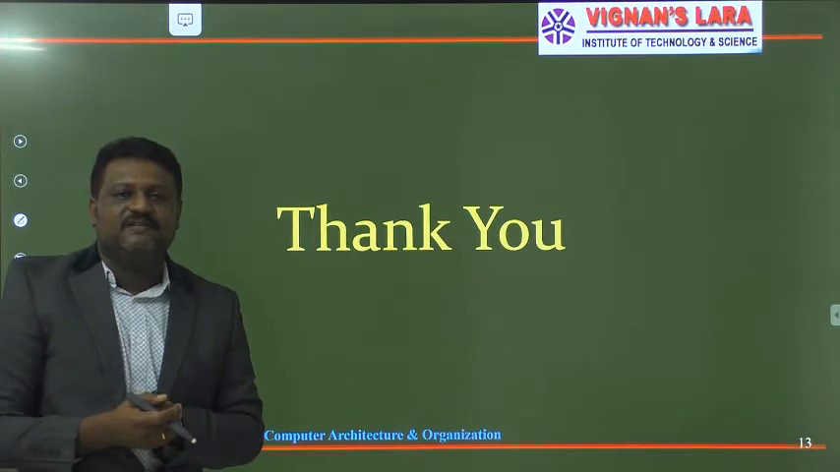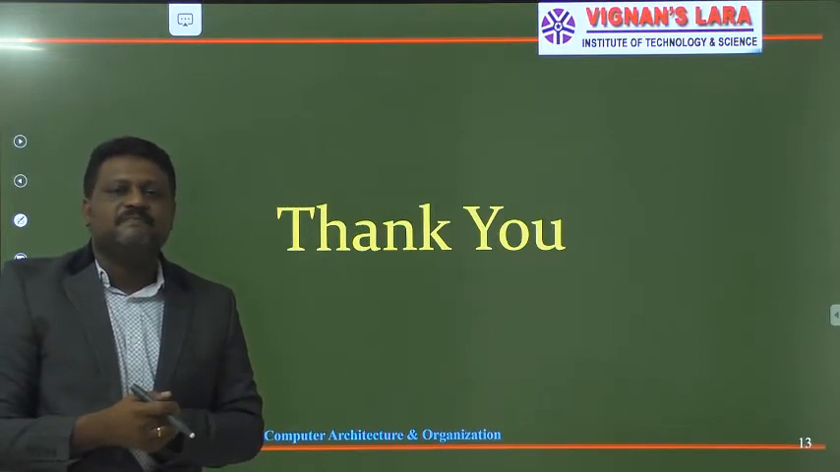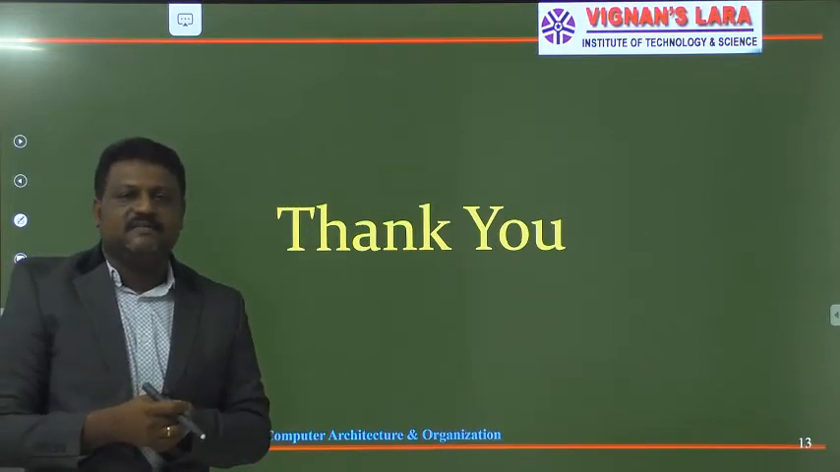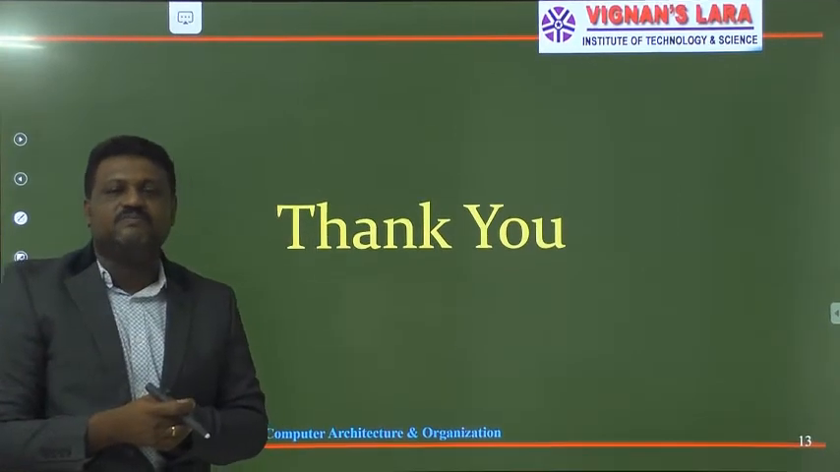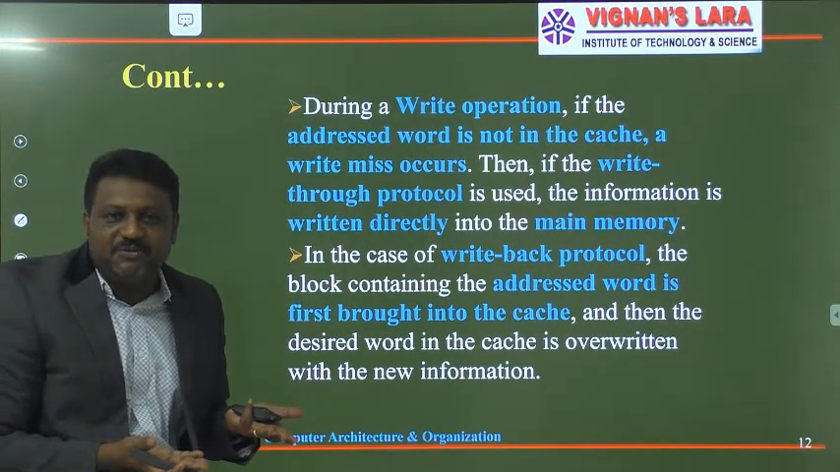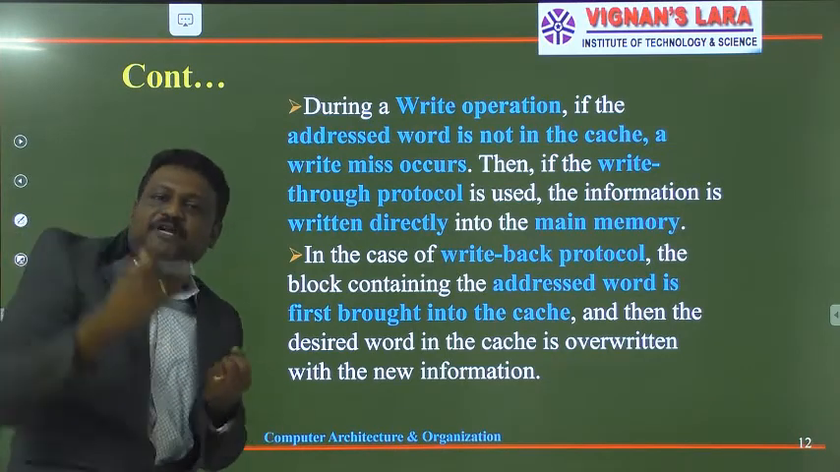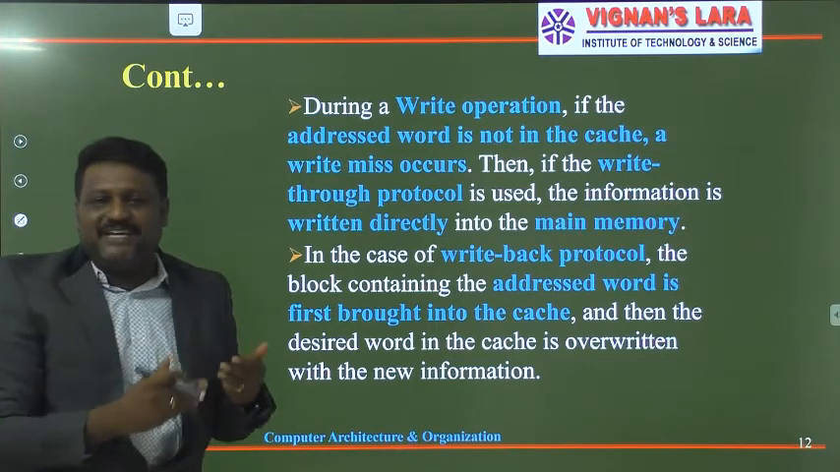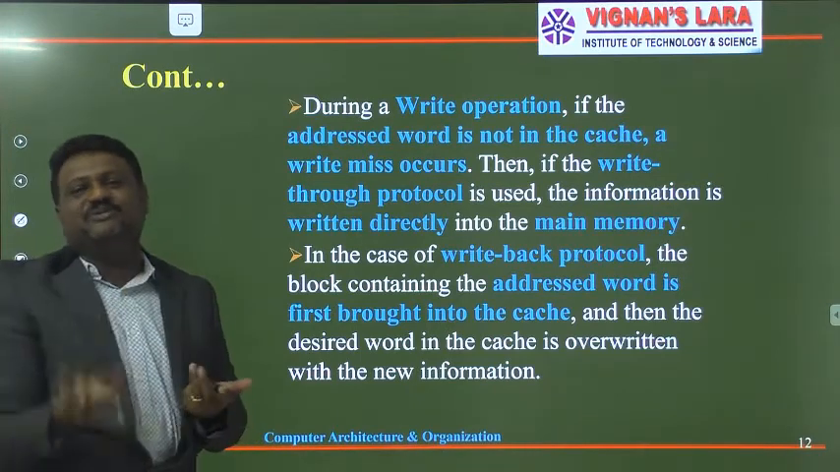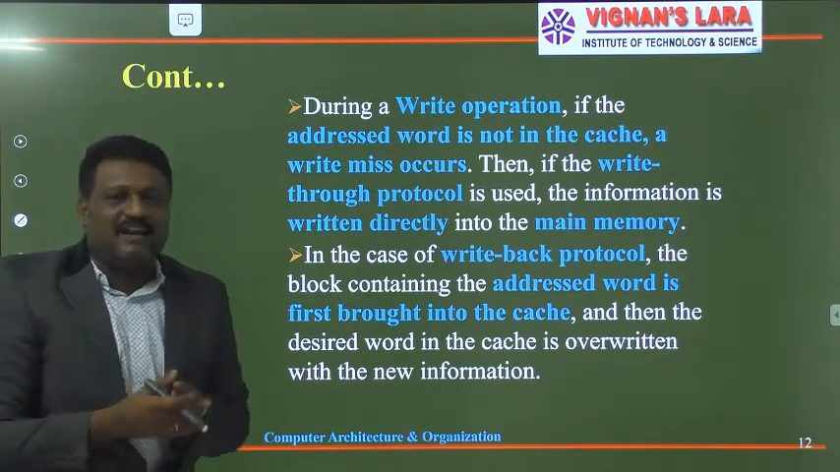In the case of write back protocol, the block containing the addressed word is first brought into the cache, and then the desired word in the cache is overwritten with the new information. What is a write back policy? We do the modification only at the cache, but right now that location is not present in the cache memory. Then what do we have to do? We have to go and bring that addressed location's block from main memory to the cache. We do the modification in the cache with the new information. In that case, we are not doing a modification at main memory because it is a write back policy.